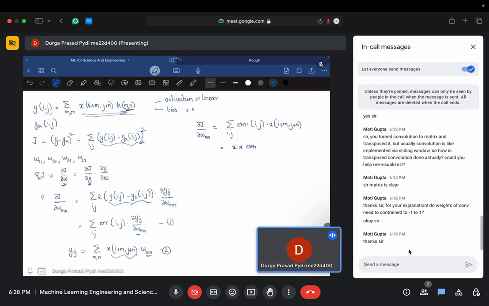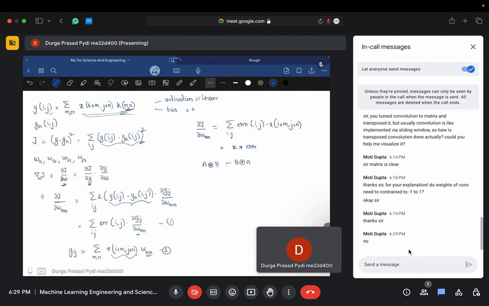Okay, let me ask one more question before going any further. Say there are two things, A and B. Is this convolution operator commutative? Are these equal? Can I do A, B and B, A and get the same answer? So when I am doing this summation, can I replace i plus m, j plus n?